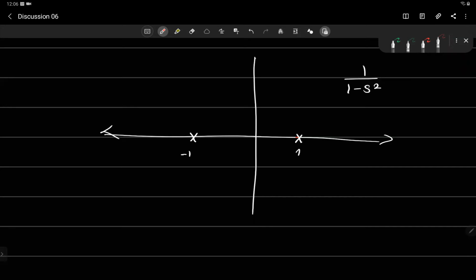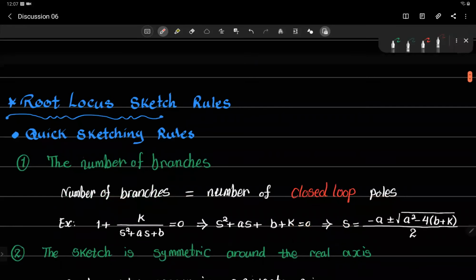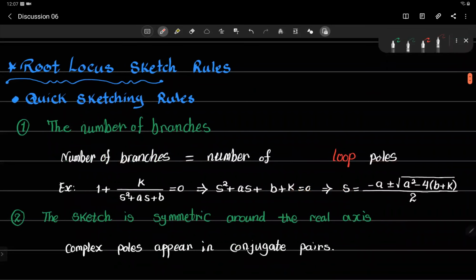But I just want to give you an idea what is the number of branches. So the number of branches in this case will be equal to the total number of open loop poles in the open loop transfer function. In this case, we have -1 and 1, so we will have a branch something like this, and the other one will look like this. So the total number of branches is equal to the number of, I'm sorry, open loop poles. Okay.